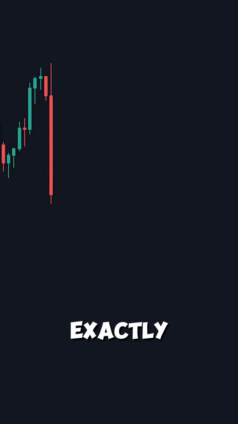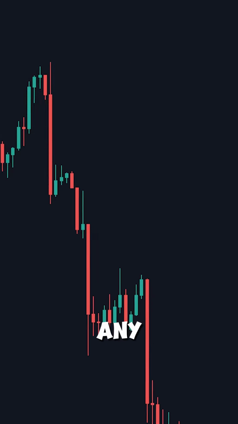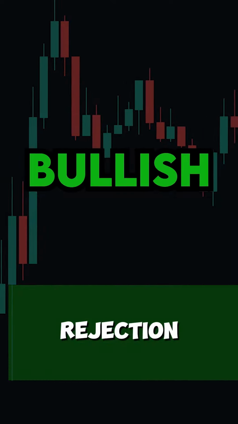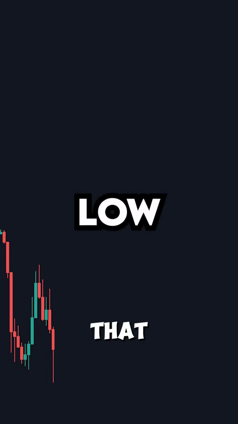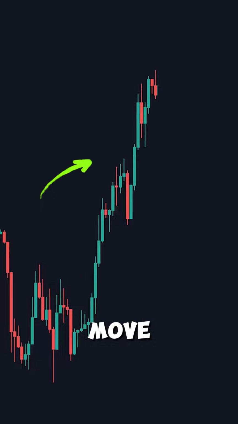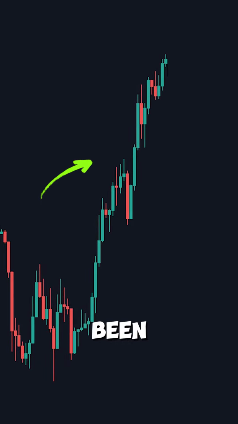Here's how to predict exactly when a reversal is about to happen on any chart. First, you're looking for what are called bullish rejection blocks. A bullish rejection block is simply a swing low that is formed with a long wick. You then want to see a strong move upwards after this candle has been formed.